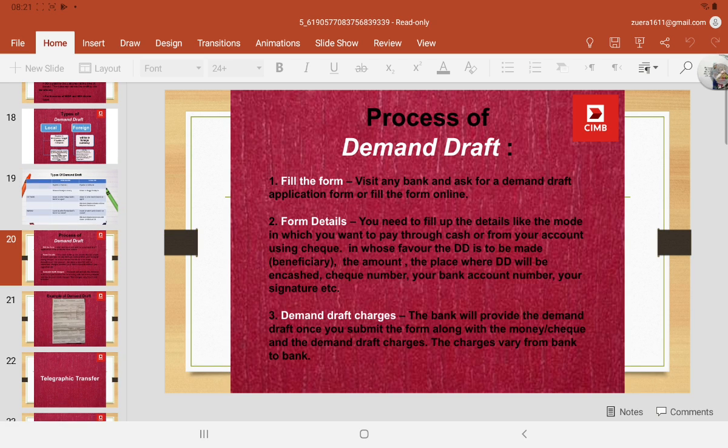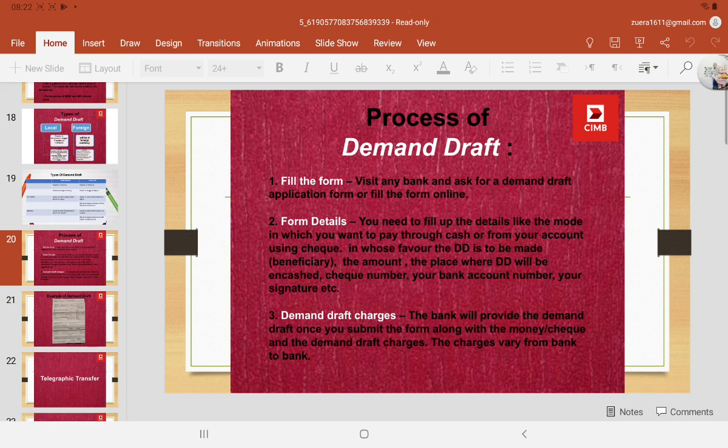So what is the process involved in a demand draft? If you as a customer want to use the demand draft as a remittance product, you have to fill in the form first. You visit any bank and ask for the demand draft application form, or fill in the form online. Nowadays you can easily search for the CIMB demand draft or Maybank demand draft, and they have an online form for customers to fill in. Then you have to fill in all the form details.